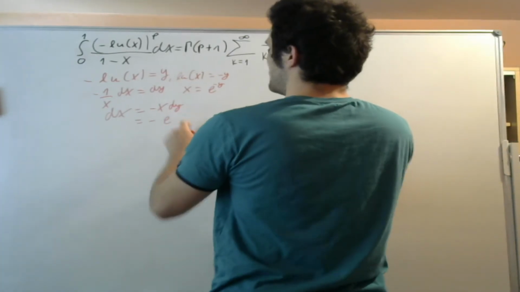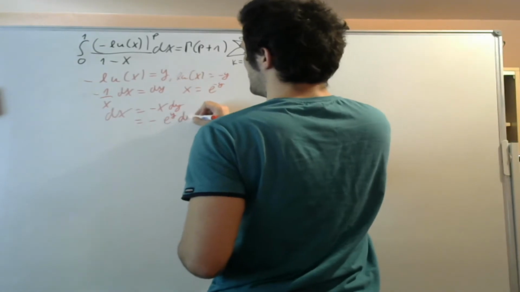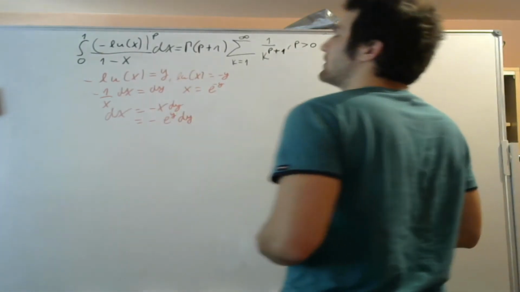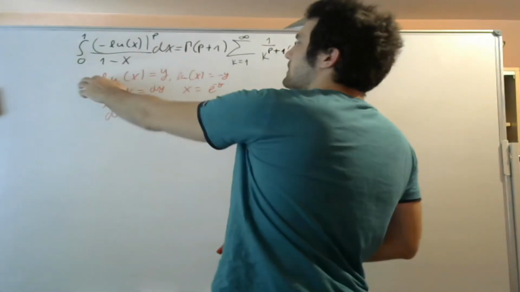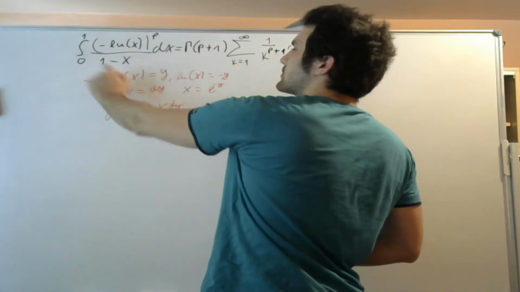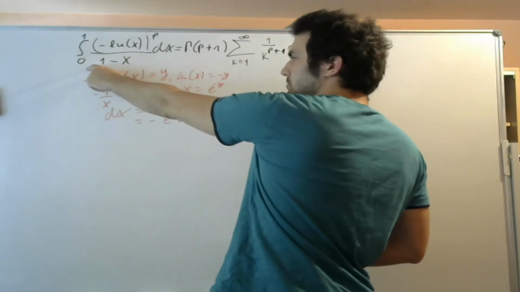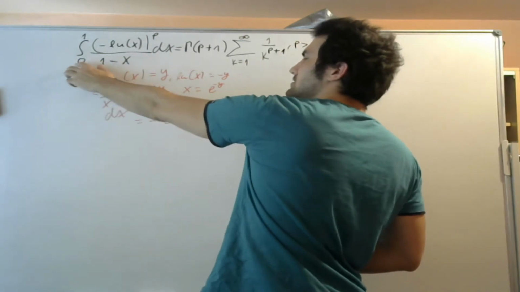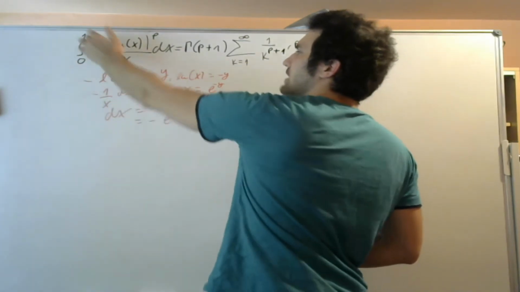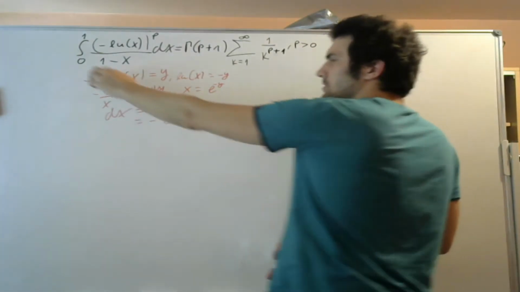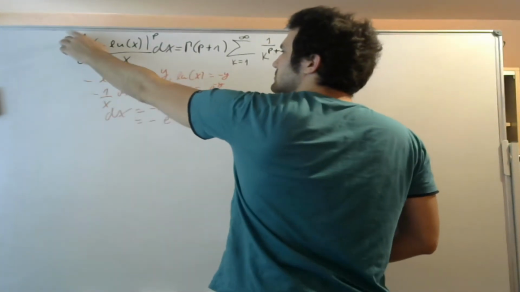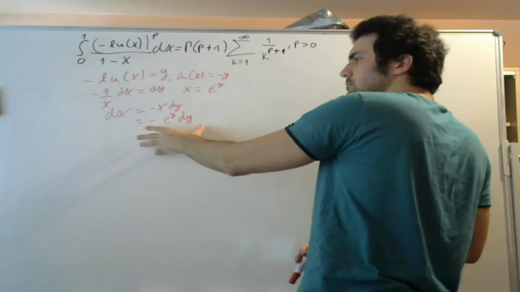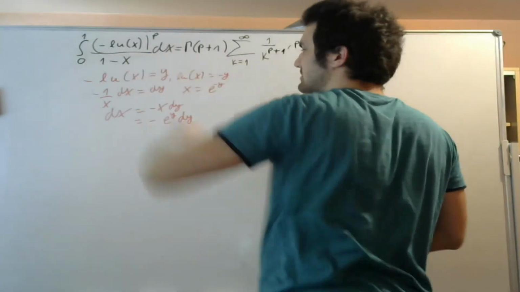Okay, let me write this y a bit better. y dy. Alright, and the boundaries. When we put 0 here, we get negative infinity, but this minus turns it into positive infinity, and 1 is just 0. So we will have from infinity to 0, but we will use this minus to flip the boundaries.